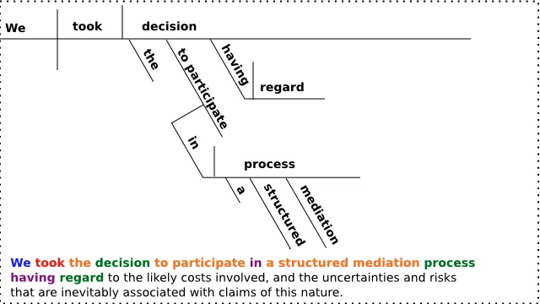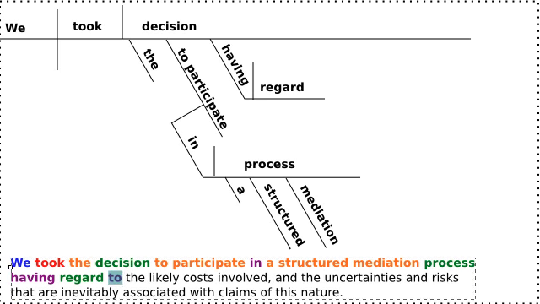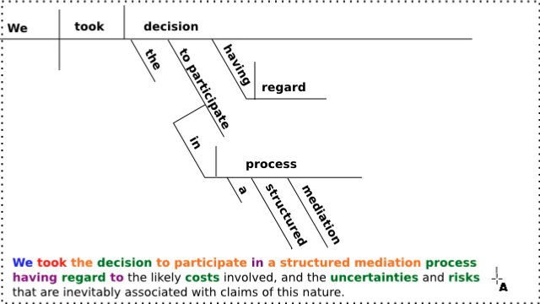The prepositional phrase answers the question, regard to what? Regard to the likely costs involved and the uncertainties and risks. The preposition is to. The object of the preposition: costs, uncertainties, and risks. So, let's diagram just the objects and the preposition, and then we'll worry about the modifiers of the objects.